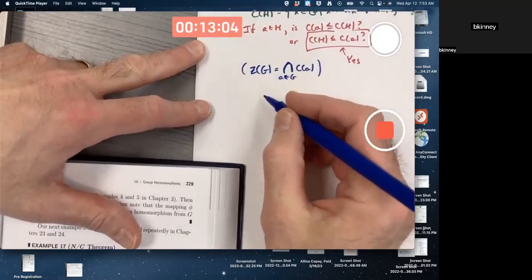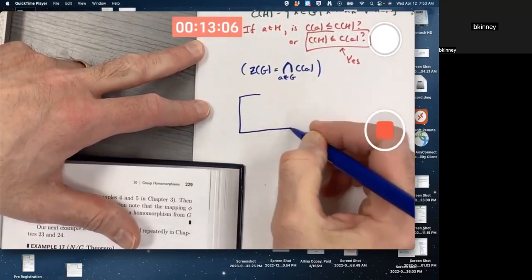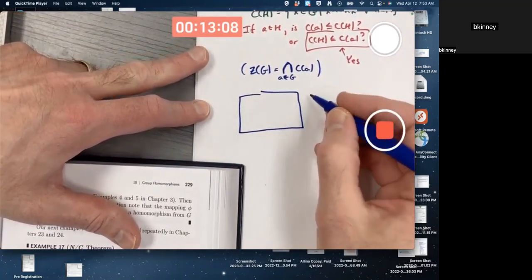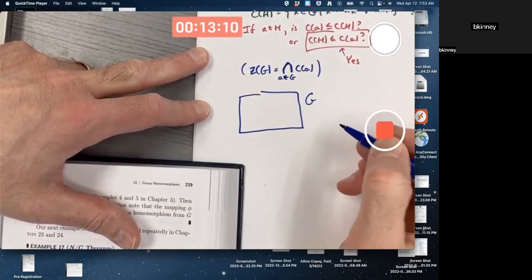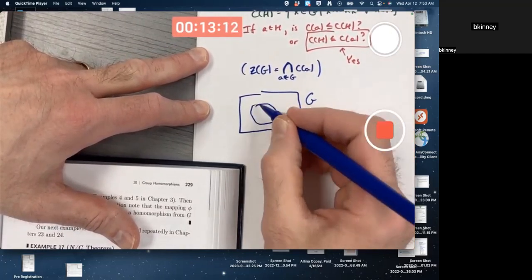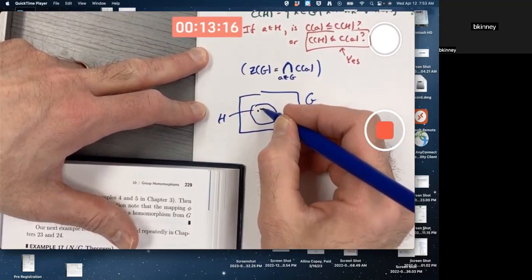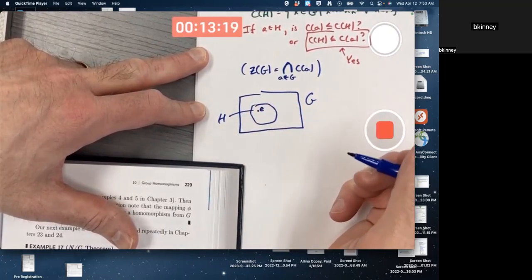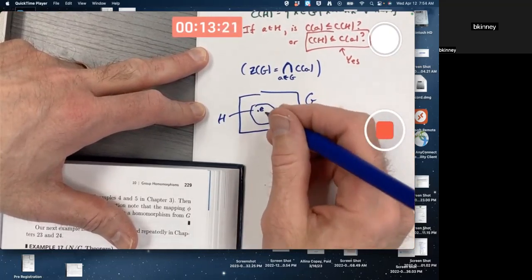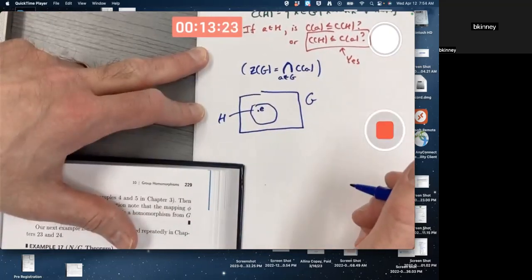Is it worthwhile to draw a Venn diagram here? Maybe. Maybe this is your group G. Maybe this is your subgroup that you're thinking about, H. It does have the identity element. There's E sitting there all by itself. Okay, no, it's not by itself. There's other elements, you imagine, in H.